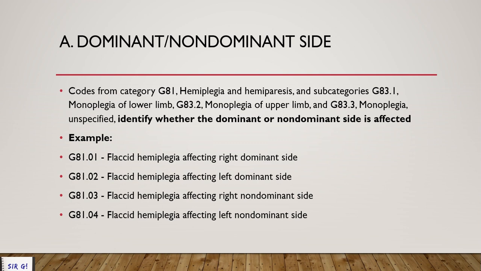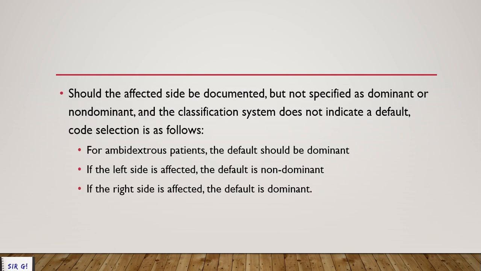So that's the problem. Now here comes the guideline, we are still on letter A. Should the affected side be documented? So we only have the affected side if it's either the right or the left, but not specified as dominant or non-dominant side. Okay? So it was not specified at all whether it is a dominant or non-dominant side, and the classification system does not indicate a default. So we don't have a default here. We cannot just put unspecified like that.